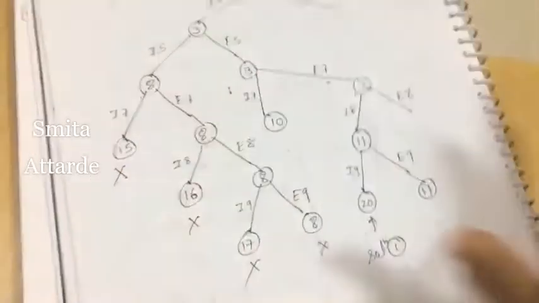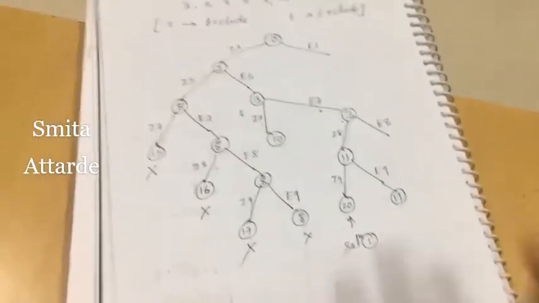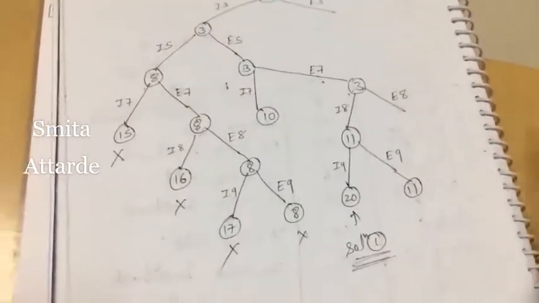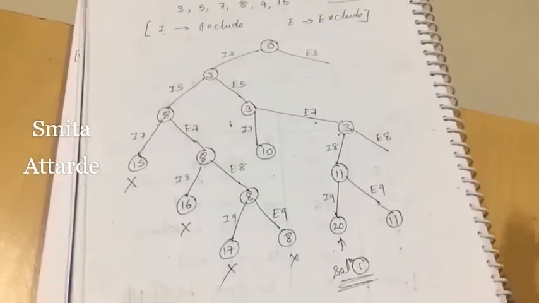No need to draw the entire state space tree. Draw the partial state space tree in which at least one solution is indicated. This much is okay. Thank you.